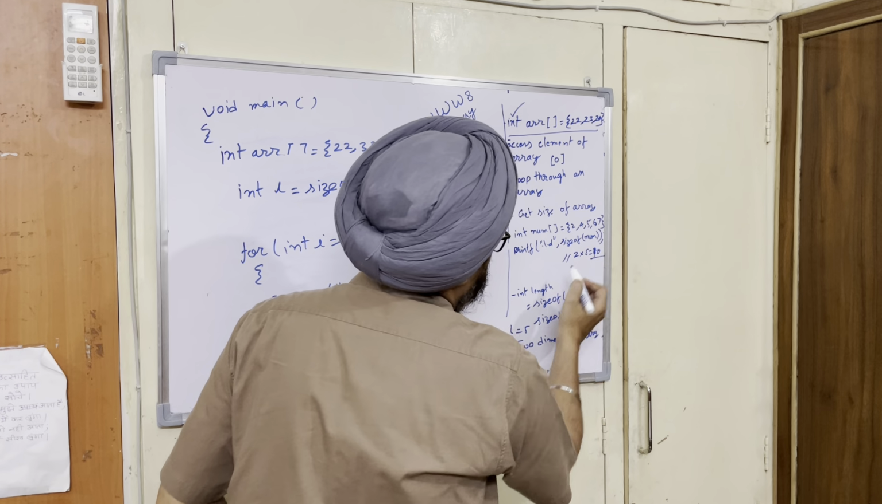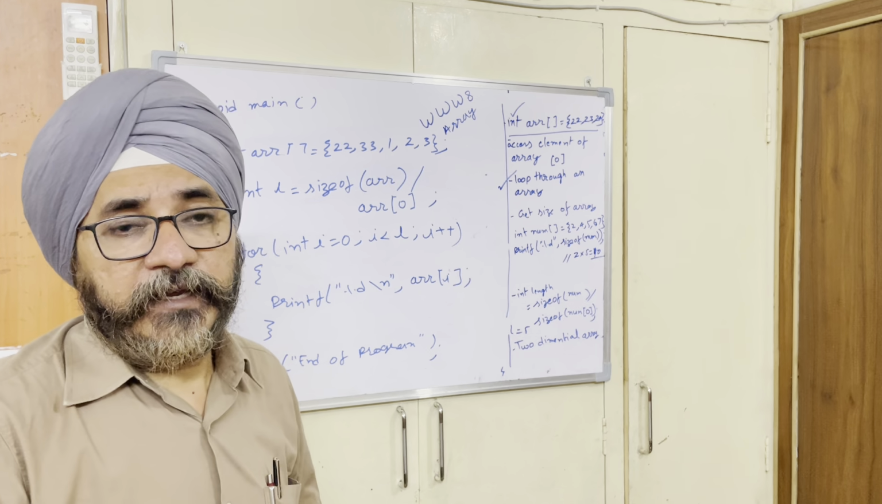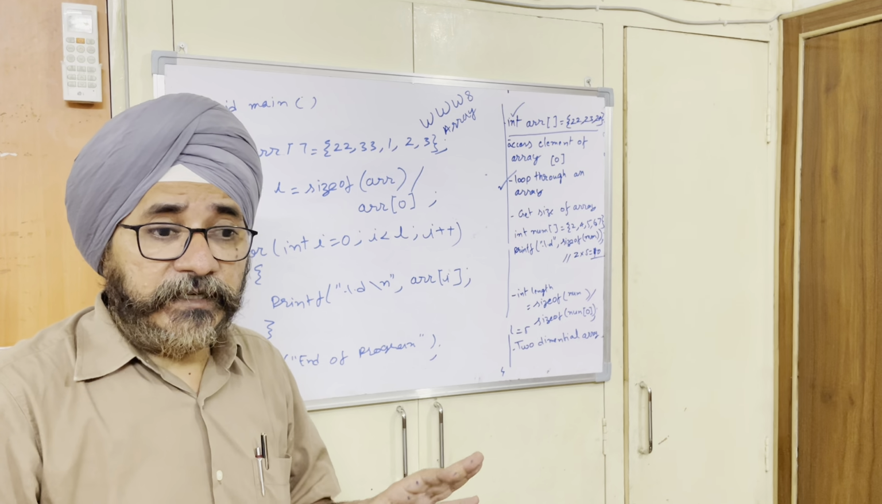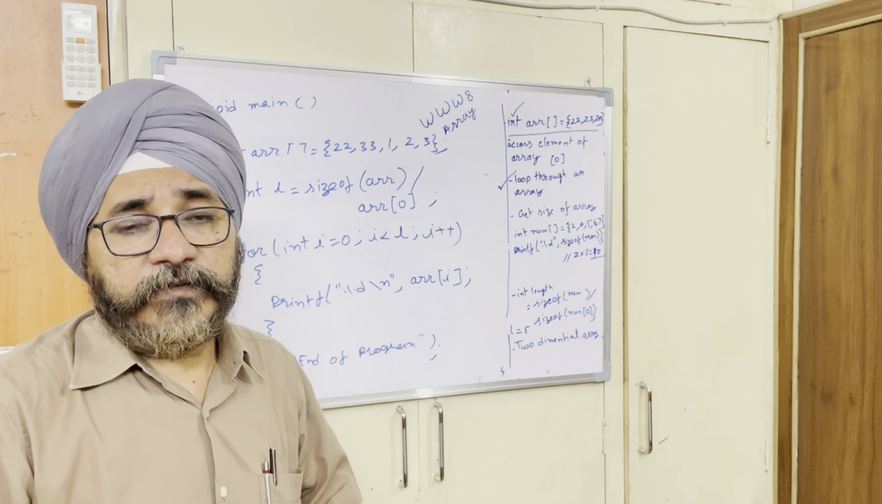Next we will see how to deal with the two-dimensional array and the string type of array. In C, a string type array is different from Java or VB.NET or C# language.